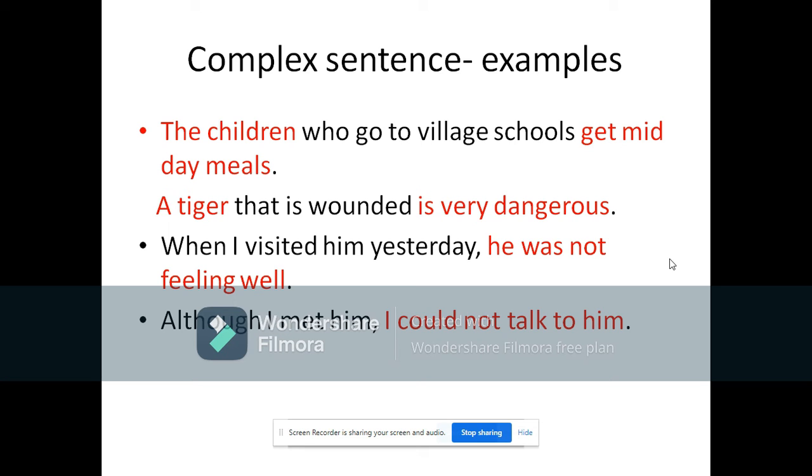When I visited him yesterday, he was not feeling well. Here, he was not feeling well is the main clause. When I visited him yesterday is the subordinate clause.